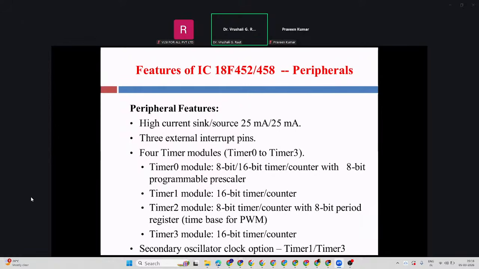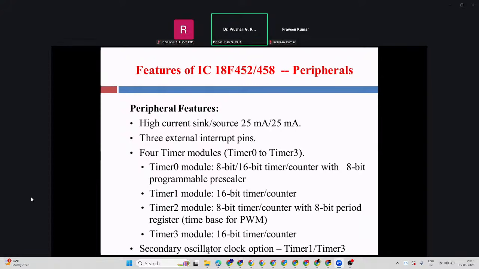So in this way, we have timers 0 to 3, okay? 0, 1, 2, 3. And look at the beauty, how beautifully the distribution is there, how beautifully the pulse width modulation has been introduced in it. So this is how the timers and counters are there.